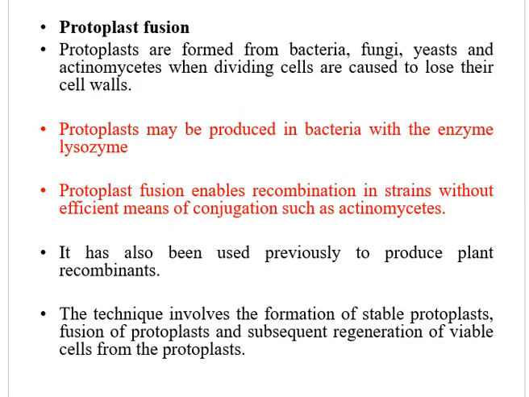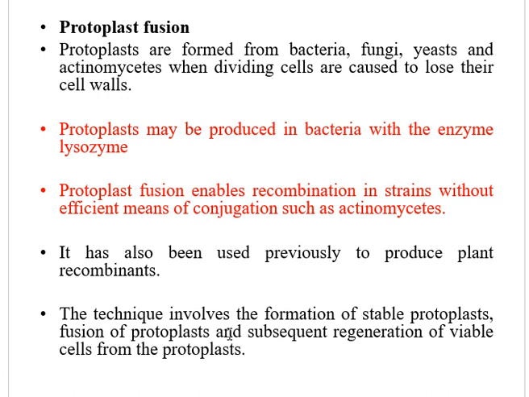If we go into the detail of protoplast fusion, protoplasts are formed from bacteria, fungi, yeast, and actinomycetes, when dividing cells are caused to lose their cell wall. Protoplasts may be produced in the bacteria when the enzyme lysozyme is used. This is an enzyme very important to produce protoplast, especially in bacteria. Protoplast fusion enables recombination in strains without efficient means of conjugation, such as actinomycete. You have seen this phenomena in the picture earlier. It has also been used previously to produce plant recombinant. The technique involved the formation of stable protoplast, fusion of protoplast, and subsequent regeneration of viable cell from the protoplast.